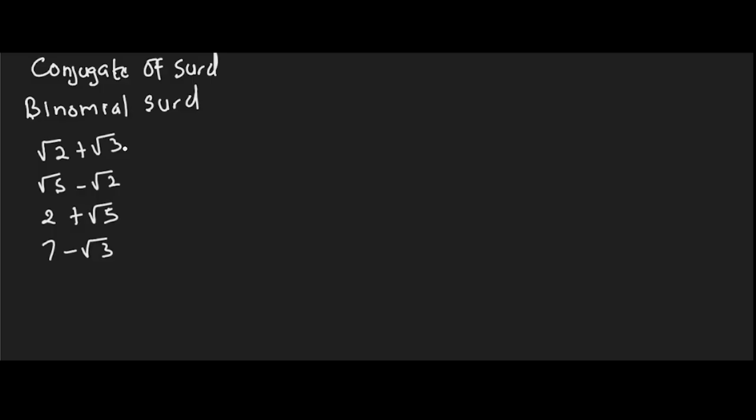Now, a binomial surd is a surd containing the sum or difference of two surds or a surd and a rational number. Now, look at it. You can see you have surd, the operation between them is plus. Surd minus. You have plus surd and the numbers, plus minus surd and the numbers. So now, these are examples of what? Binomial surd. These are what we are going to be dealing with under conjugate of surd.